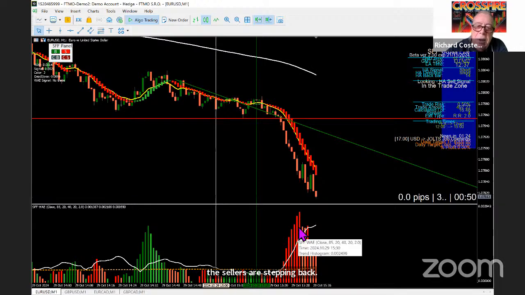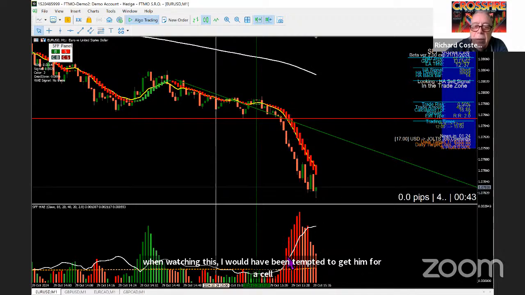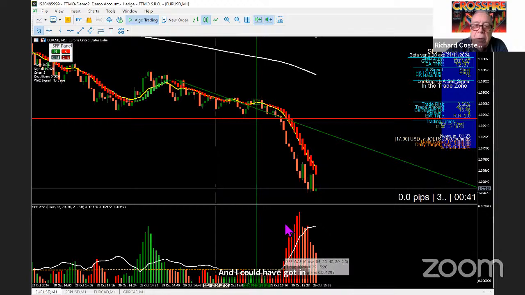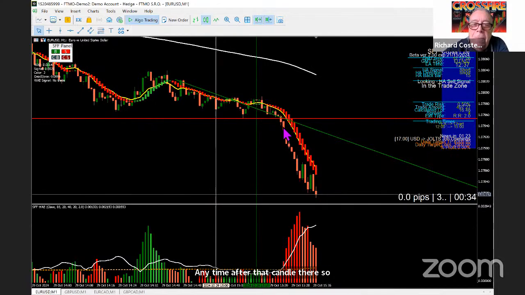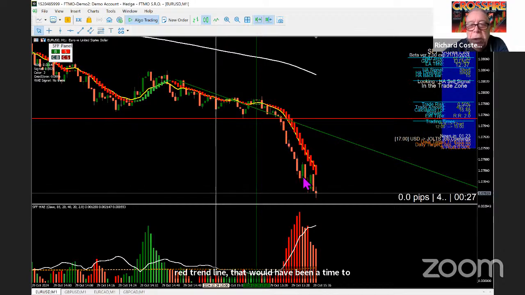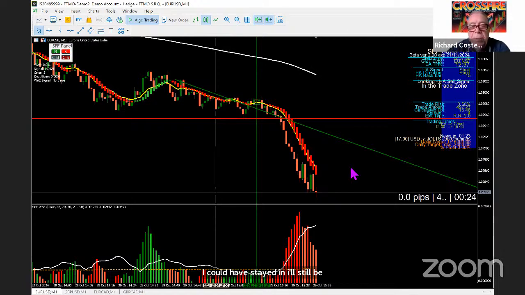If I'd been watching this, I would have been tempted to get in for a sell, and I could have got in any time after that candle there. Almost, well, as soon as it got beyond my red trend line, that would have been a time to get in for a sell, and I could have ridden it down. I could have stayed in. I would still be. Well, I would have been. I would have hit my take profit by now.